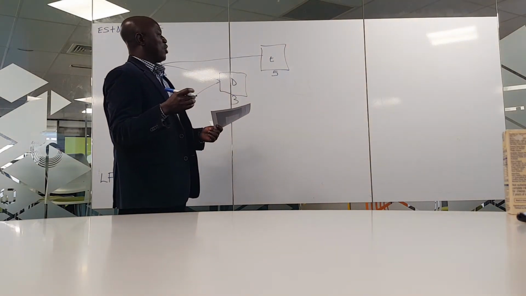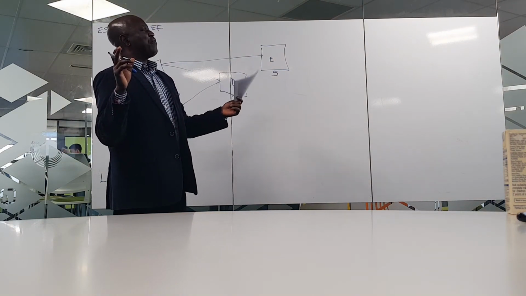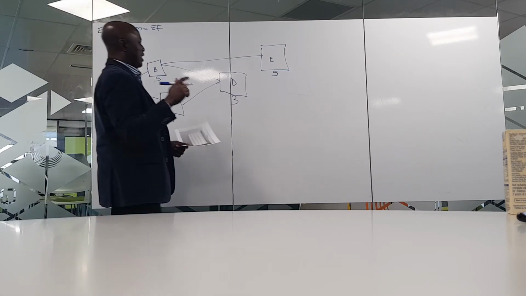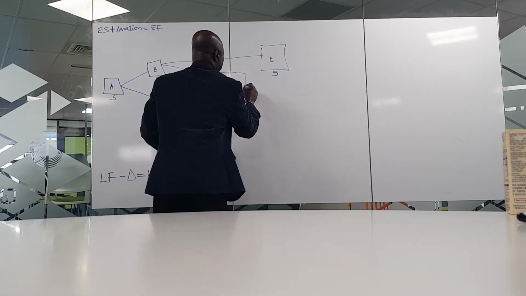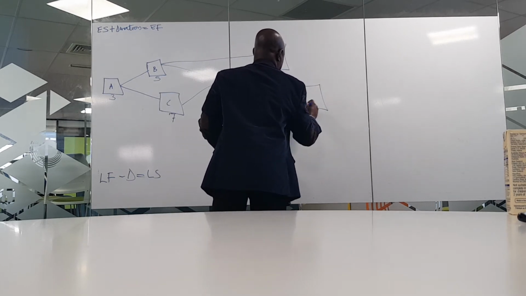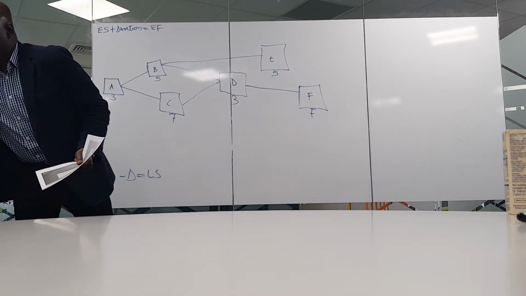Where are we? We're on E, E5. D is done. So we now say F is dependent on D. Where is D? This is D. And F is dependent on D. So we can draw it like this. F, how many days? 4 days.